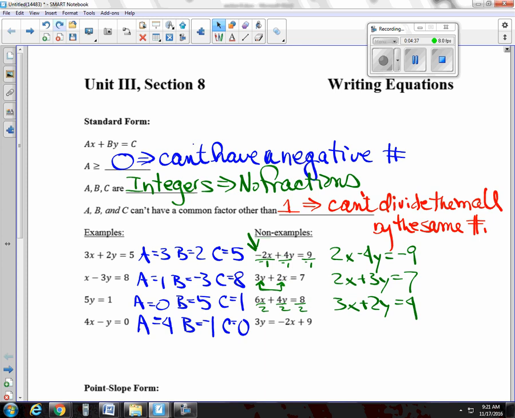And in our last problem, 3y is equal to negative 2x plus 9. What's wrong with this? The 2x is on the wrong side of the equal sign. Bringing it over, adding 2x to both sides, we get 2x plus 3y equals 9. So that's standard form. We can always rearrange, we can always manipulate a linear equation so that it is in standard form.